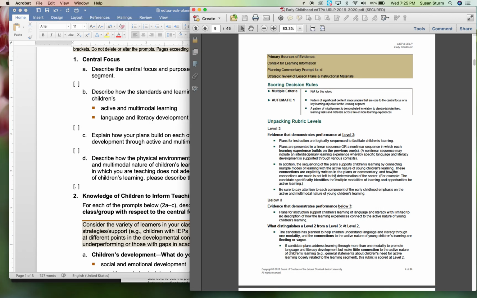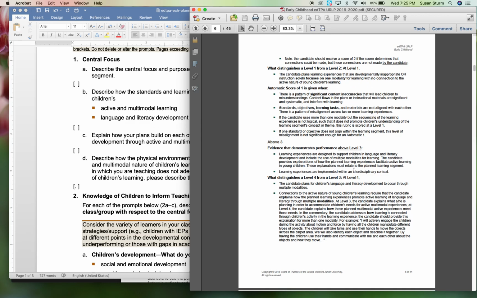And then it says, be sure to pay attention to each component of the early childhood emphasis on the active and multimodal nature of young children's learning. Okay, so you've got to get your part C in order. And then to get an auto 1, you've got some misalignment somewhere in your lesson plans or your standards or objectives. So just make sure everything is aligned. You don't have a random standard or objective on there that you're not actually going to address.